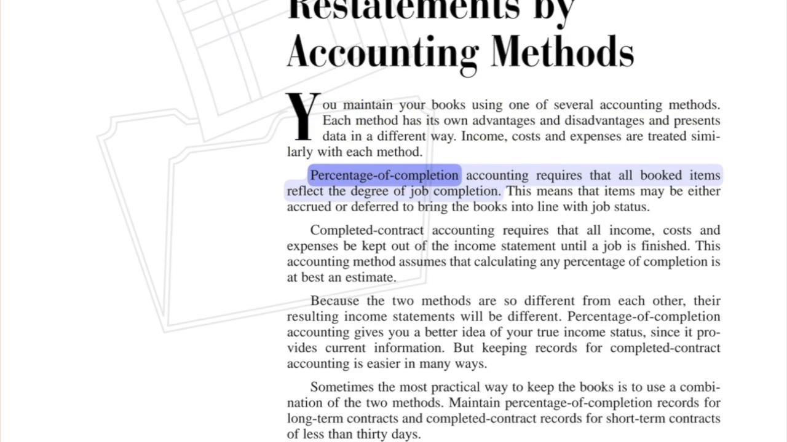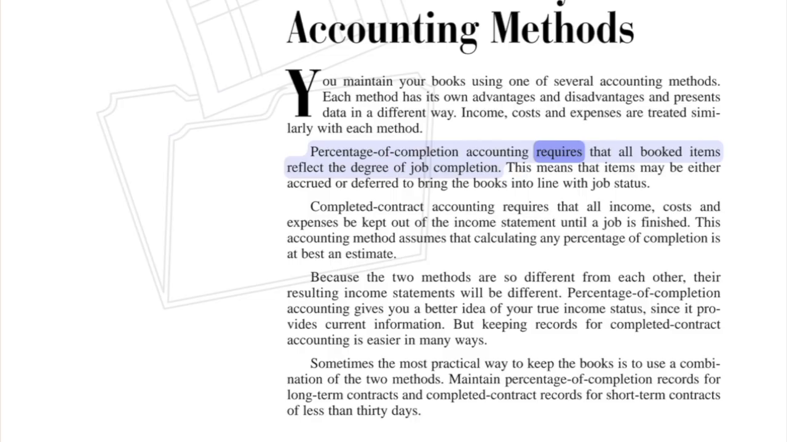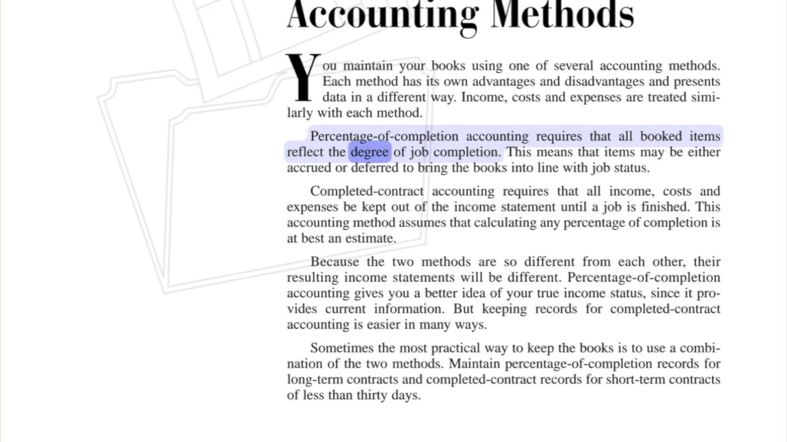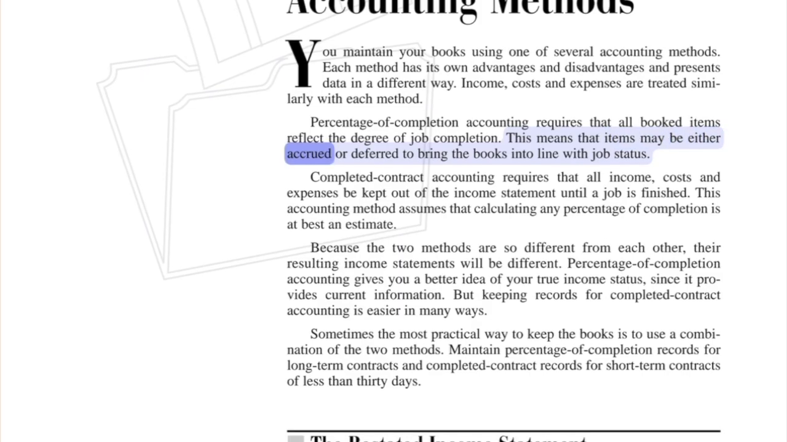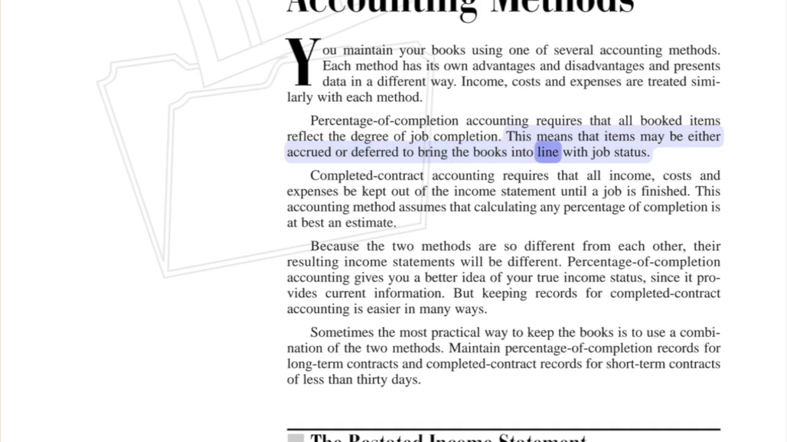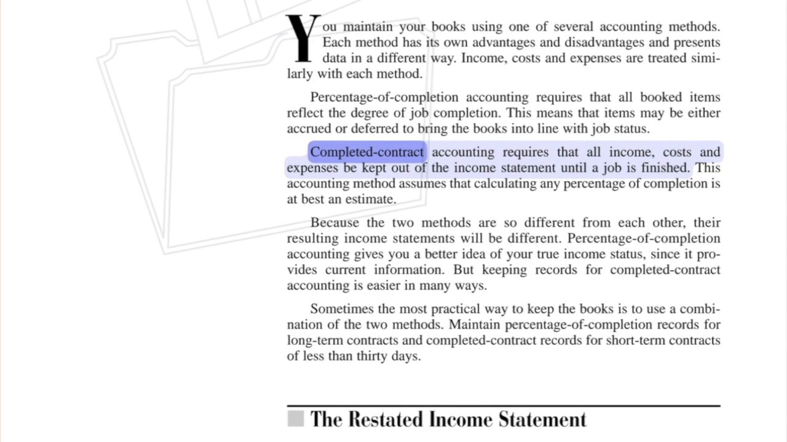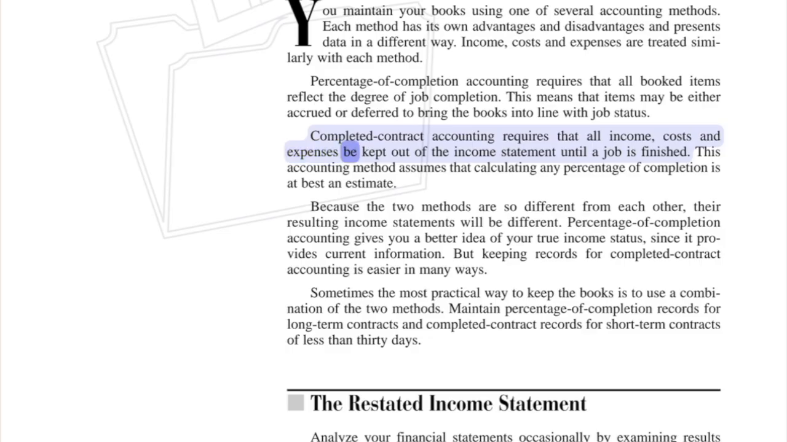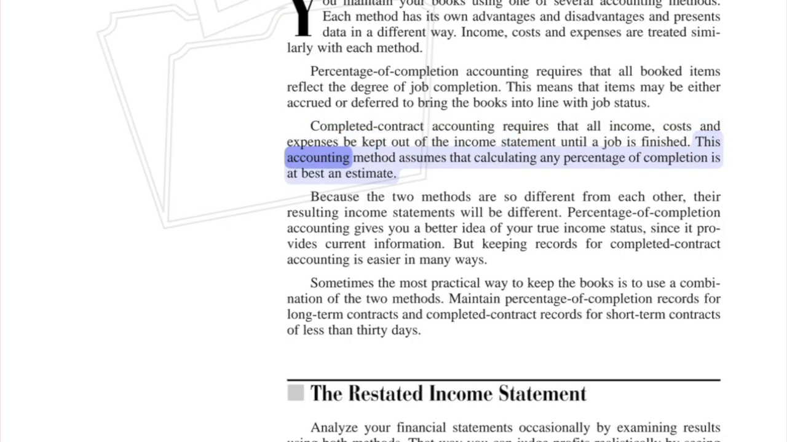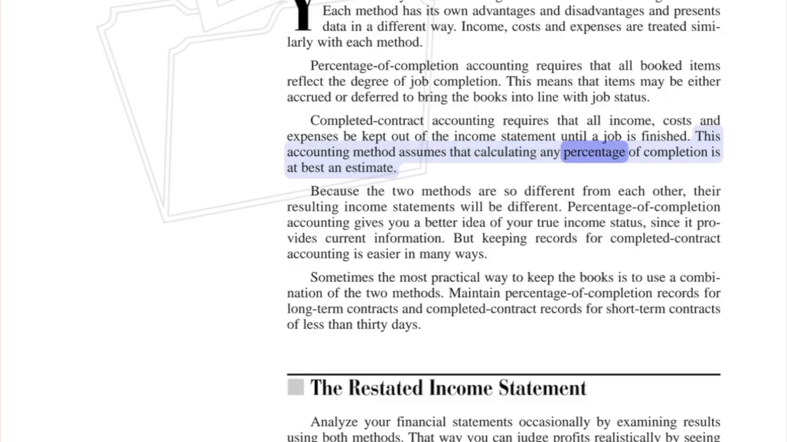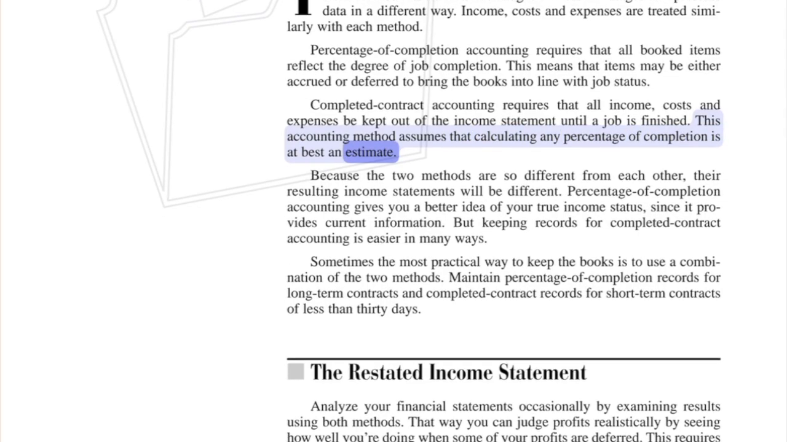methods. Percentage of completion accounting requires that all booked items reflect the degree of job completion. This means that items may be either accrued or deferred to bring the books into line with job status. Completed contract accounting requires that all income, costs, and expenses be kept out of the income statement until a job is finished. This accounting method assumes that calculating any percentage of completion is at best an estimate.